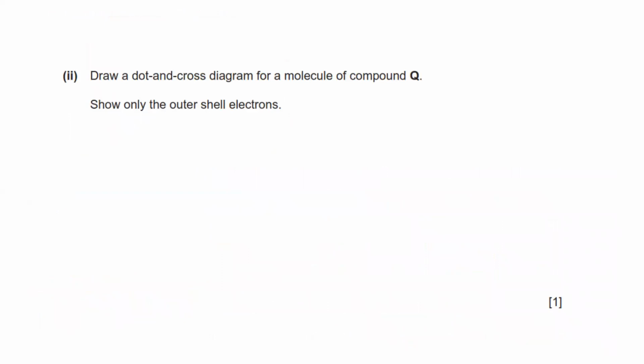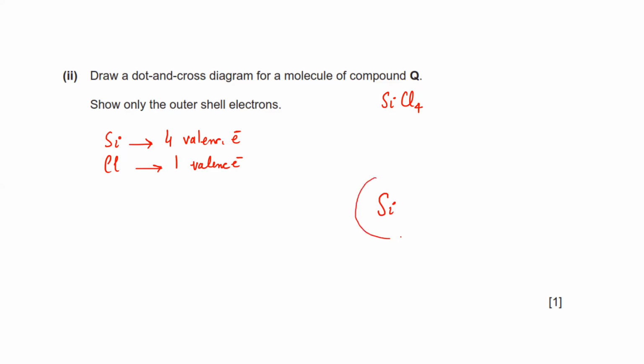So then part two, which says draw a dot and cross structure for a molecule of compound Q. Molecule compound SiCl4. So remember, silicon has four valence electrons, and chlorine has one valence electron. Okay, so outer shell electrons. So remember, it's actually a gas, so it is more of a molecule thing.